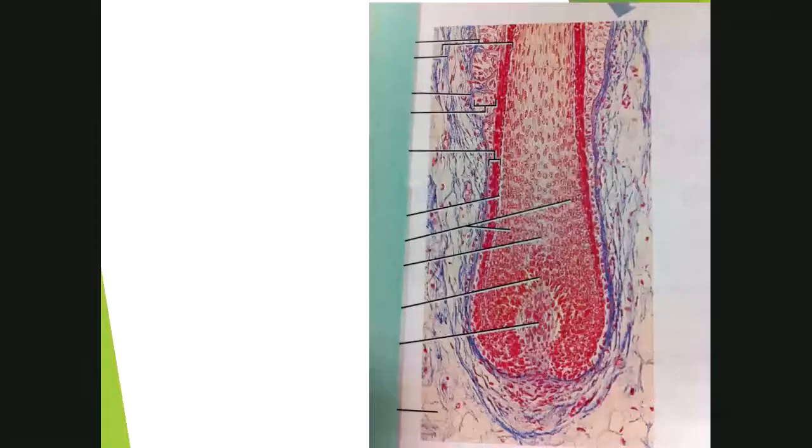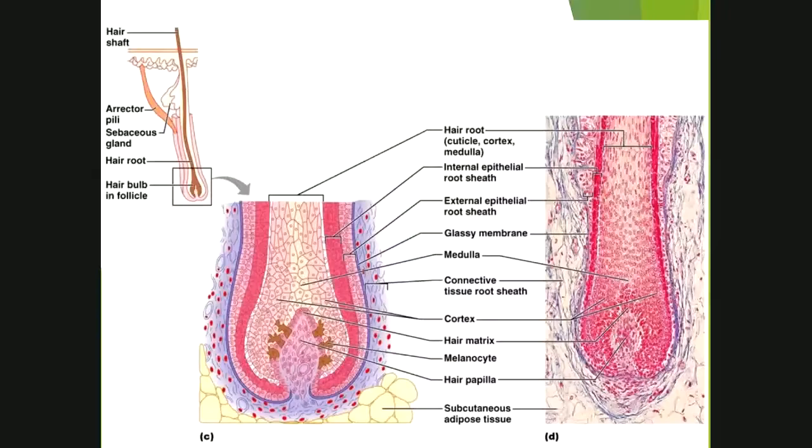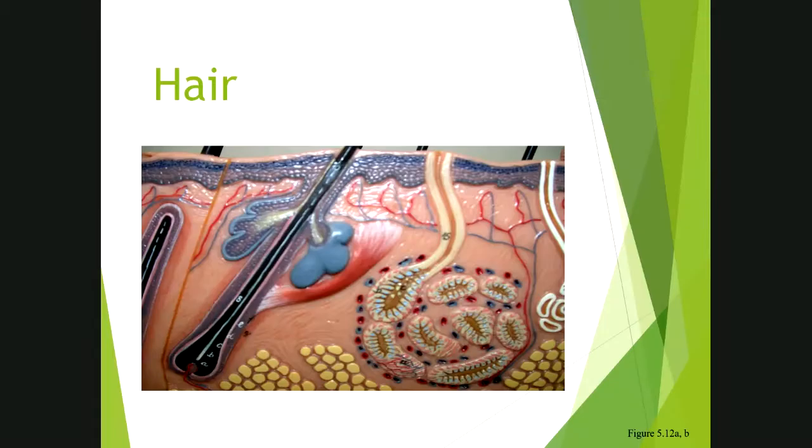So even in the picture, you should be able to figure out what these different parts are. So these purple lines that you see here, that's the connective tissue sheath. Right, there's the basement membrane, there's the external epithelial, internal, and so on. Any questions about hair?